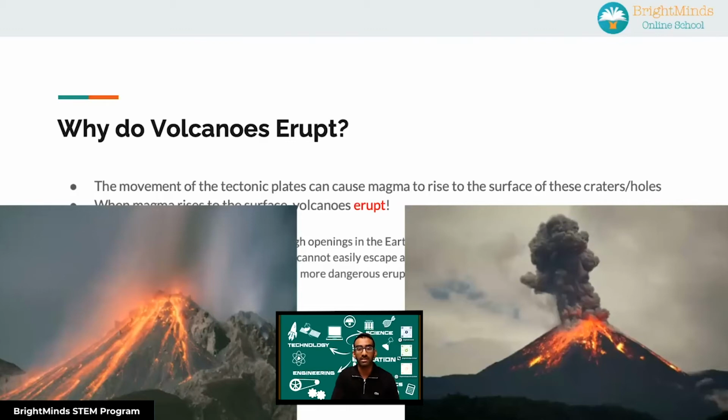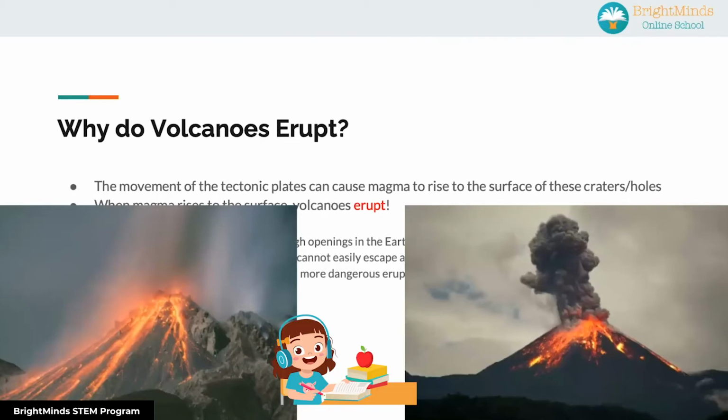Yeah, Luna. I also think that volcanoes, when they erupt, they may cause an earthquake because of the loud noise they make.